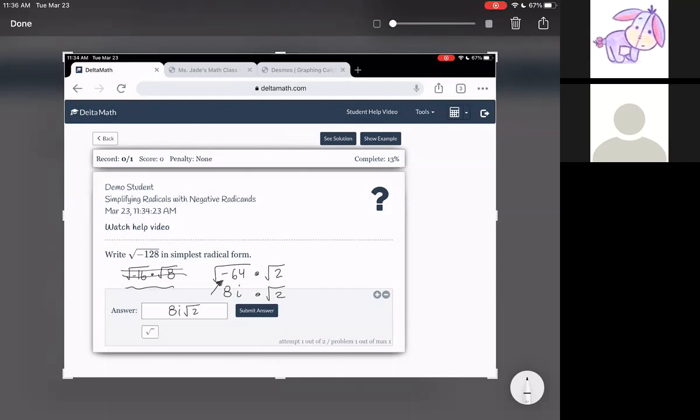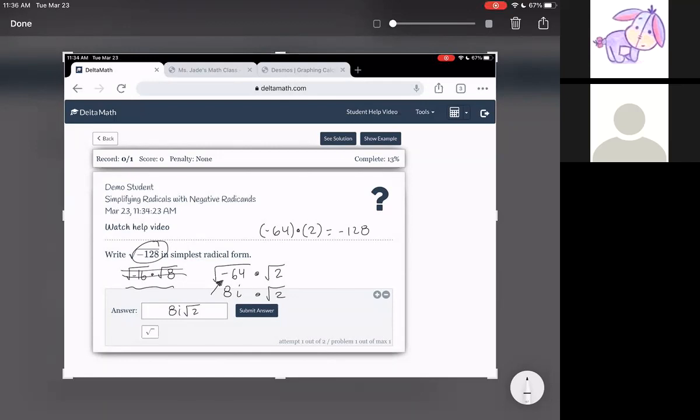Where do we get 2 again? Okay, so I got a question that says, where do we get the 2? So we are just thinking of what two numbers can multiply to -128. And then one of our students suggested -64 times 2. So if you multiply -64 by 2, you will get -128. So that's where the 2 came from.